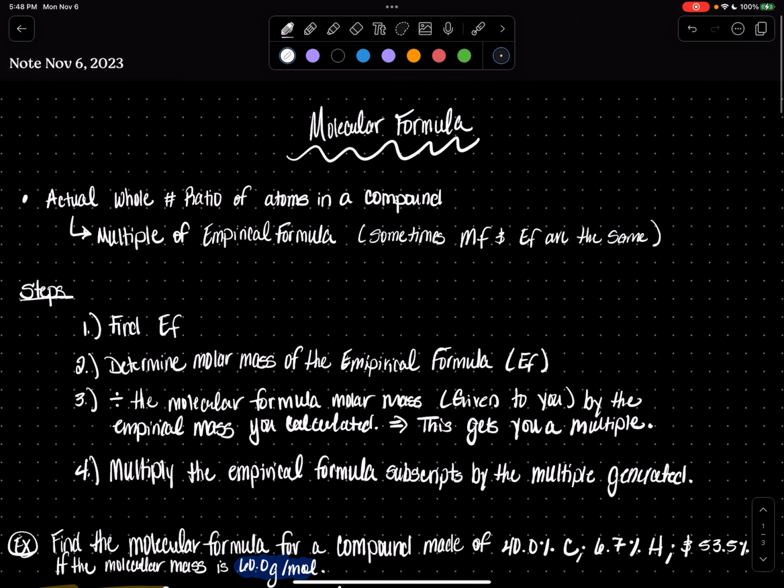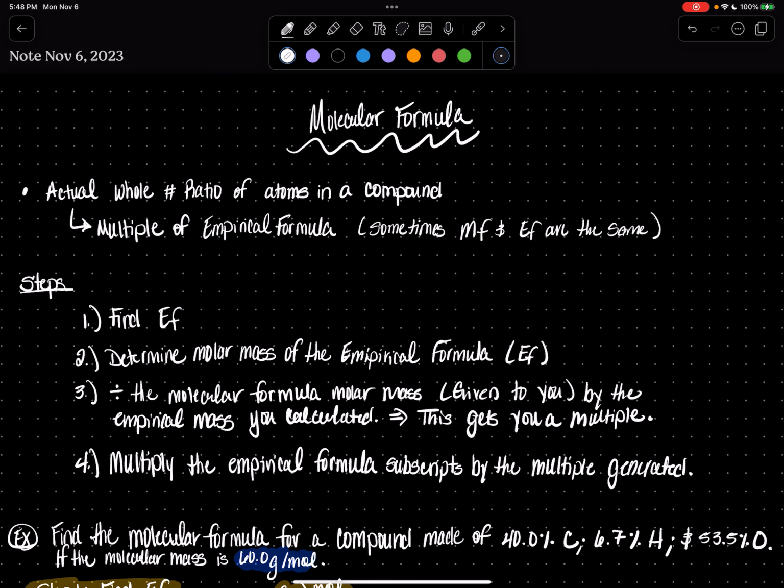All right, ladies and gentlemen, for our next adventure, we're going to start talking about molecular formulas. These molecular formulas are more specific, actual whole number ratios of atoms within a compound. So we're taking the predictive step of empirical formulas and adding another detail to it. These are multiples of empirical formulas, because you need your empirical formula to get to the molecular formula.